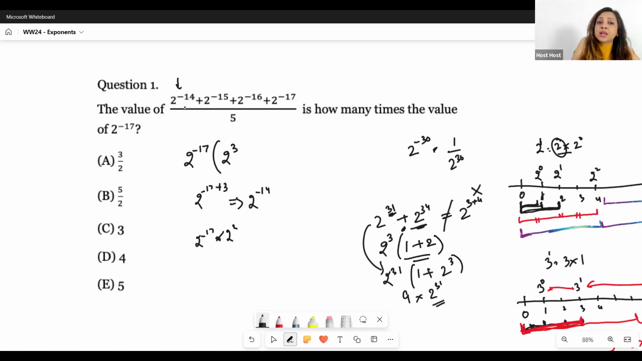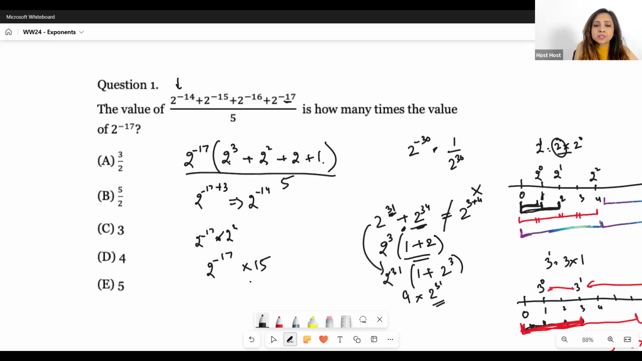Simple as that. That is why I can say that if I take 2 to the power minus 17, the smallest exponent, negative, so minus 17 is the smallest one, I take that common, I'm left with a 2 cube over here. The value of the expression has not changed. Then the same logic, this will give me 2 squared, this will give me 2 and this will give me 1. But of course, this whole thing is divided by 5. These are simple. This is 8 plus 4, 12 plus 2, 14 and 1, 15. So I get 2 to the power minus 17 into 15 upon 5, and this gets cancelled and I get a 3. So the value of this entire thing is how many times the value of 2 to the power minus 17? It is 3 times.